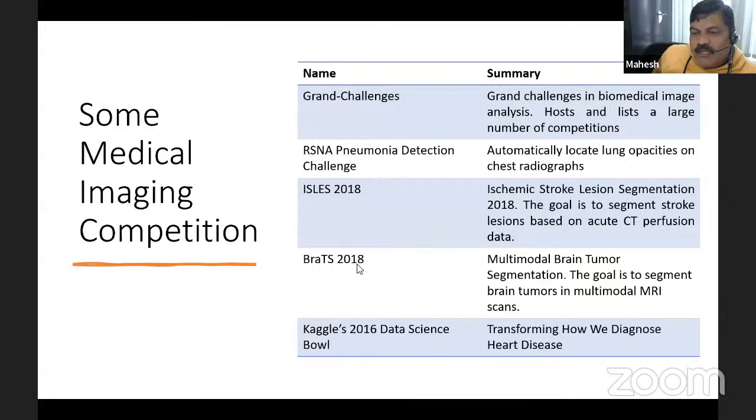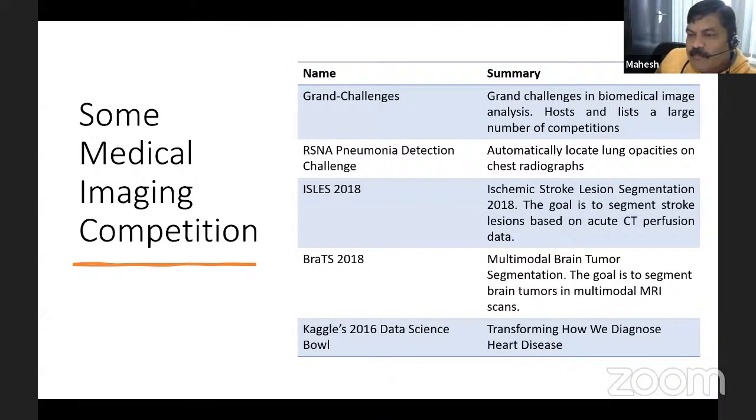BRATS is the brain tumor detection database. The BRATS 2018 competition was held, and that group holds competitions frequently. After 2018, I don't know when it was conducted. Then Kaggle's Data Science Bowl 2016 has a data set, where they work on heart disease. There is another competition on ischemic stroke lesion segmentation. Okay, this is related to the heart attack.